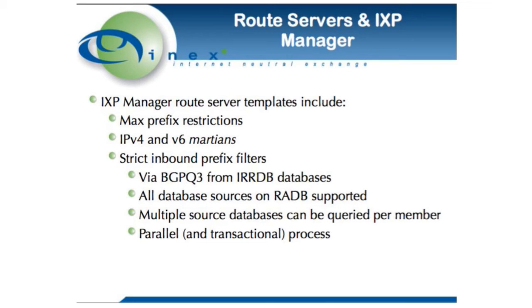So the script that we have to build up a database of our member prefixes that they should be allowed to advertise to a route server, when that runs for each AS set, it'll run BGPQ3, get all the v4, v6. It'll stick it in the database.